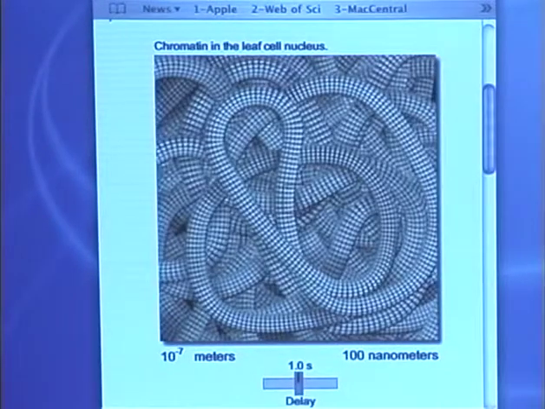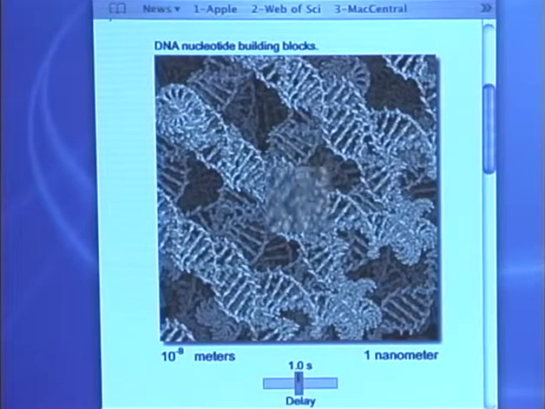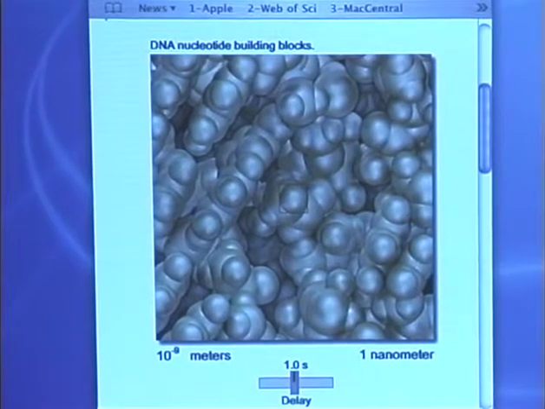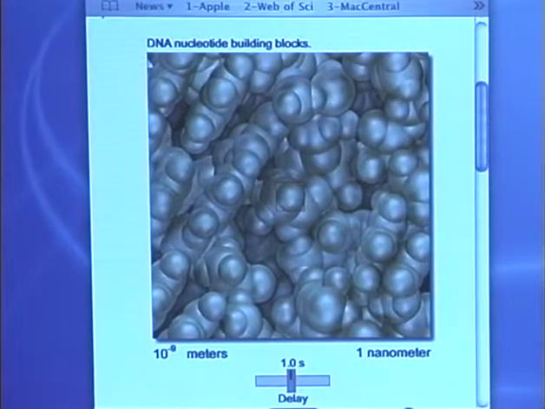This is the genetic material called chromatin. It's made out of DNA. 10 million times. Now there's the DNA strands. 100 million times. And 1,000,000,000 times. 1 billion times magnification. And now we can actually see the atoms and molecules in the DNA. Okay. Now, these aren't real pictures of the atoms and molecules of the DNA, of course, because molecules are too small to see directly. These are computer-generated pictures of the molecules.